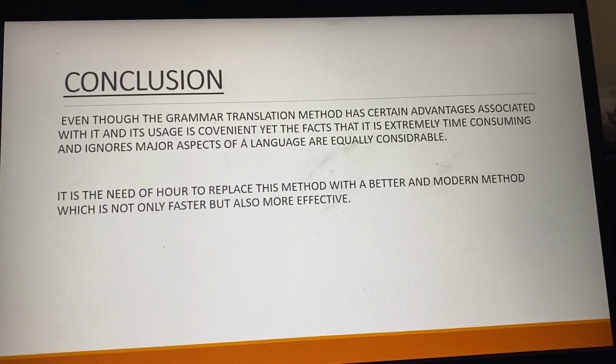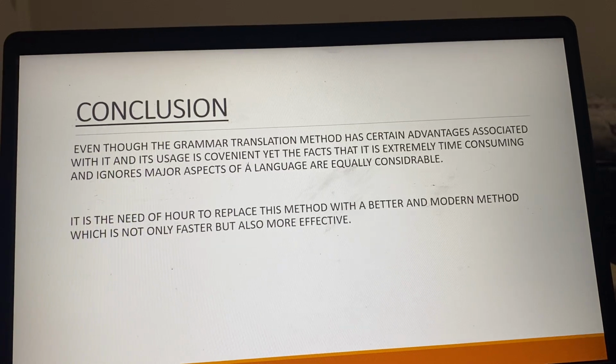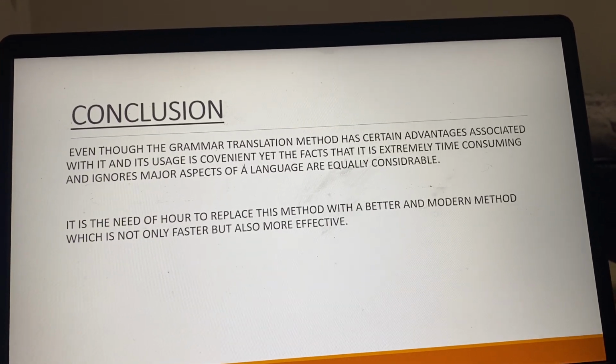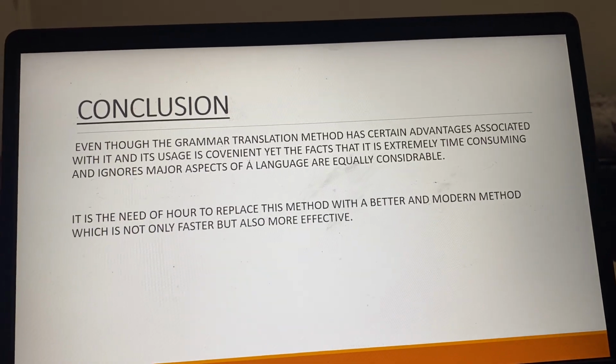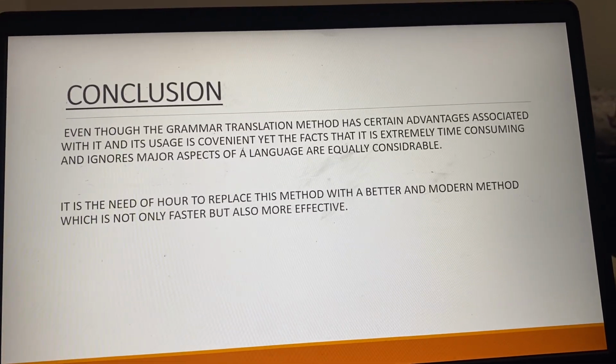In conclusion, I would say that grammar translation method has many advantages, of course, but the disadvantages are considerable, and I think better methods should be adopted.